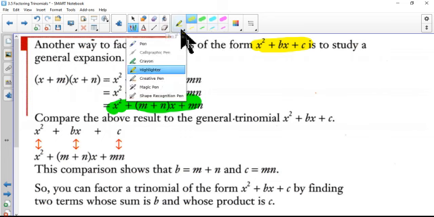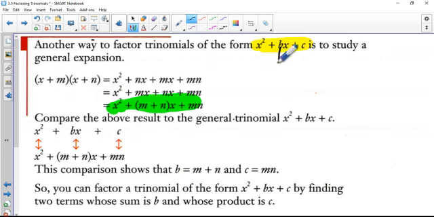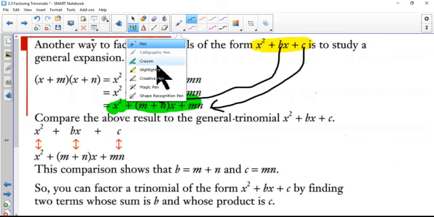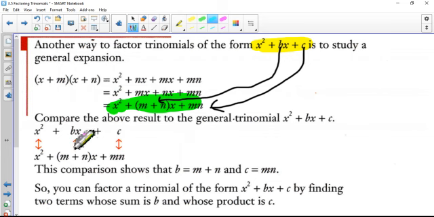So then how do these terms match with those terms? Well, the b term has to be m plus n, and the c term has to be m times n. Notice that it was 1x squared and 1x squared. So in the exact same comparison, they said that b has to equal m plus n and c has to equal m times n.